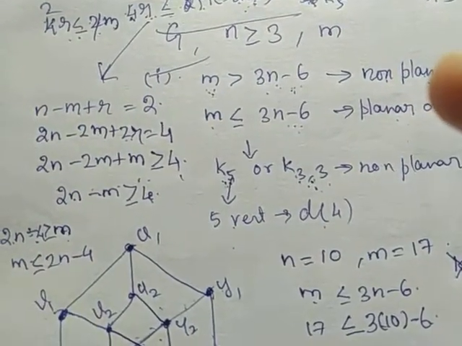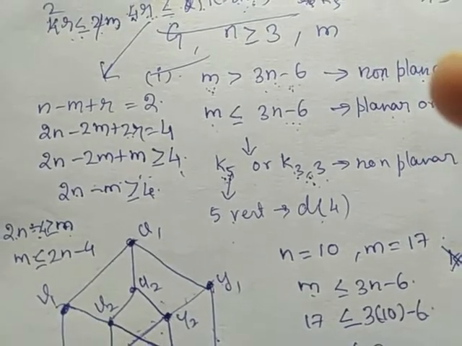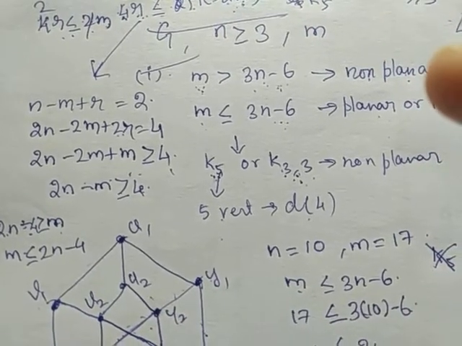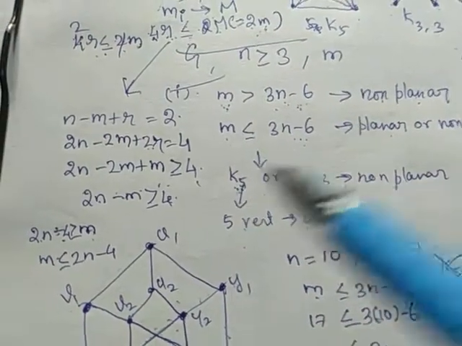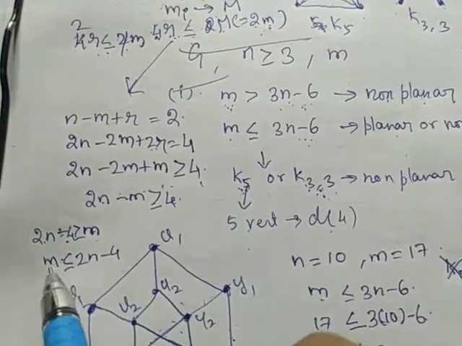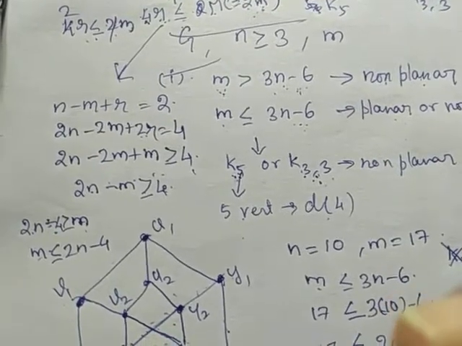Suppose if the graph is disconnected, we will add one edge to the graph to connect the graph, and using the same procedure we can prove the graph satisfies m less than or equal to 2n minus 4.